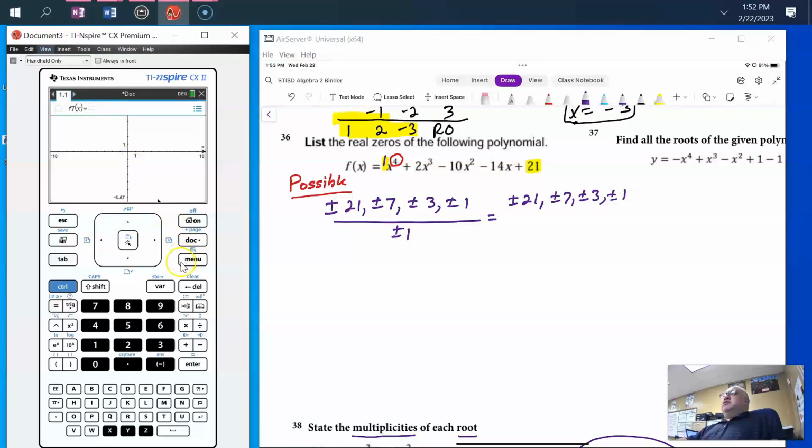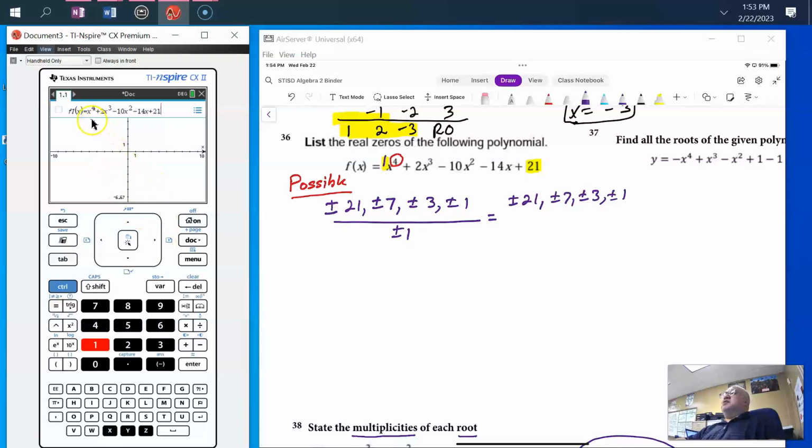And what I'm going to do is list the terms here. We have x to the 4th plus 2x to the power 3, and I have minus 10x squared minus 14x plus 21.